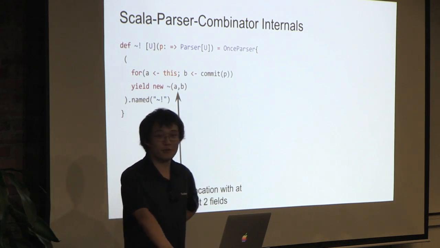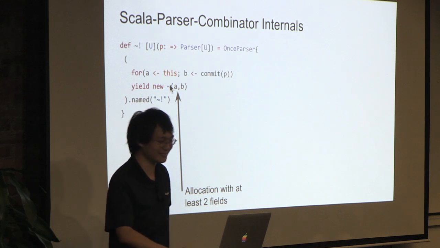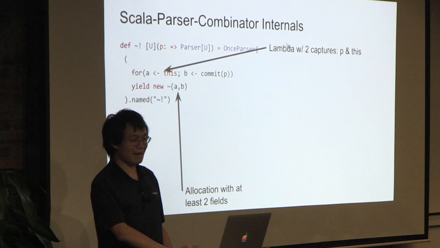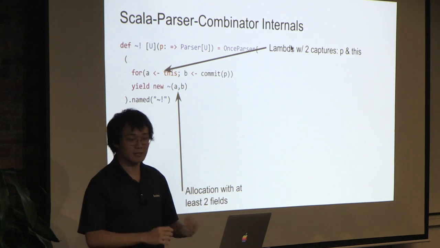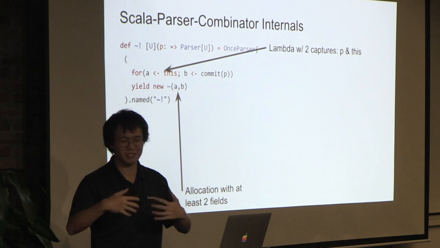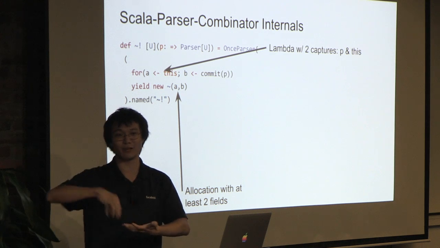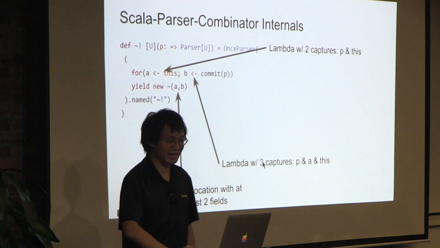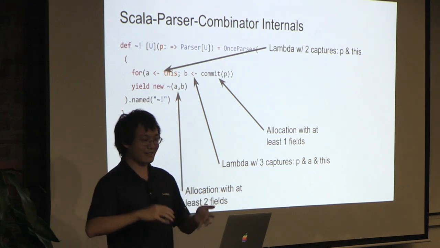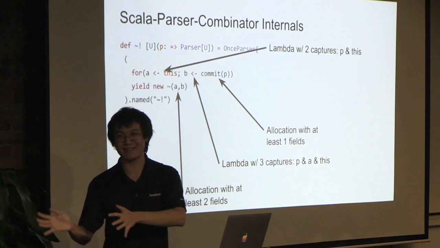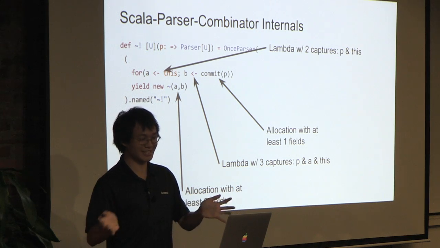Here I'm allocating an object with 2 fields. At minimum, I'm passing in A and B, so it's probably going to have 2 fields. I didn't actually check, but it probably has 2 fields. Here I'm allocating a lambda which captures 2 variables in the enclosing scope, P and this. So when you allocate a lambda which captures things, it allocates an object with these 2 things as fields and initializes and puts them on the object. Here I'm allocating another lambda with 3 things in scope, an object with 3 fields. Here I'm calling commit, which takes a P and presumably returns something that's not P. Otherwise, why would I call it? And because it's all nicely pure functional, this must return something else. So it's an object with at least 1 more field.